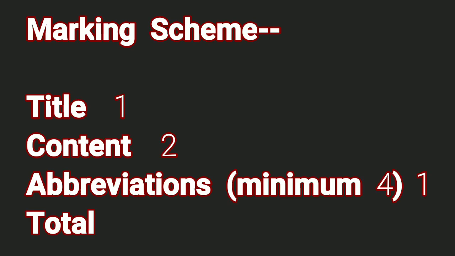The marking scheme is as follows. Title, 3 to 5 words, carries 1 mark. Content carries 2 marks, and abbreviations, which are minimum 4, carry 1 mark. So, dear students, even if you've made your notes perfectly, but you haven't written your title and key to abbreviations properly, you will still not score good marks. So, please follow the guidelines given.